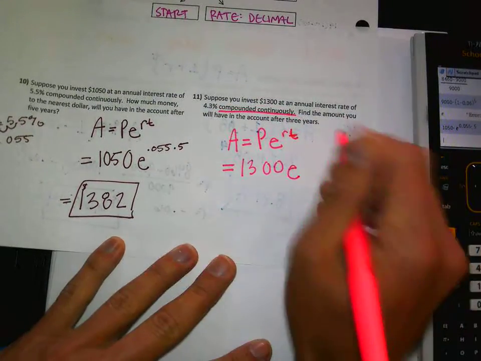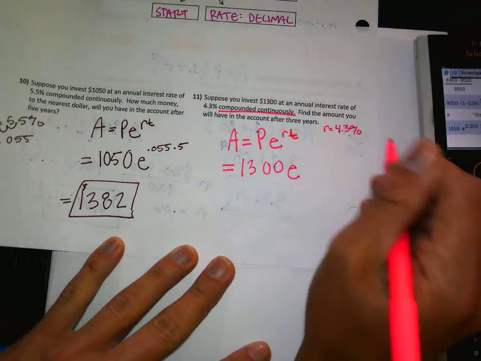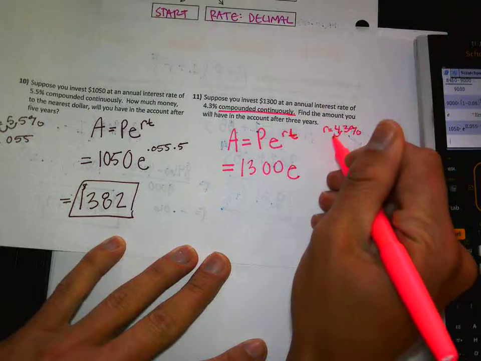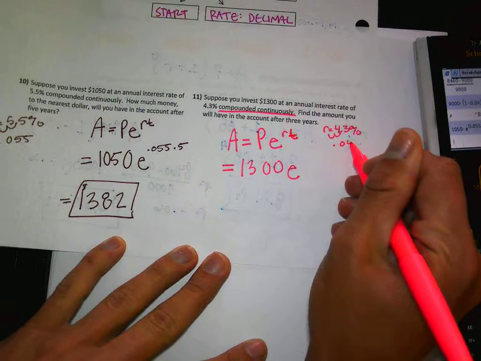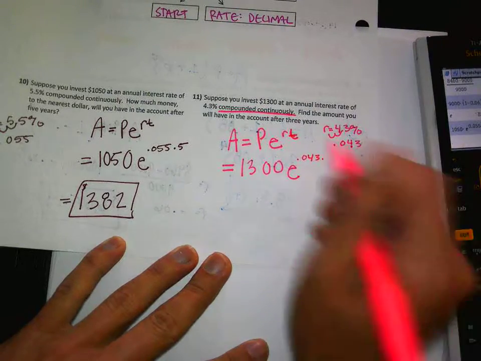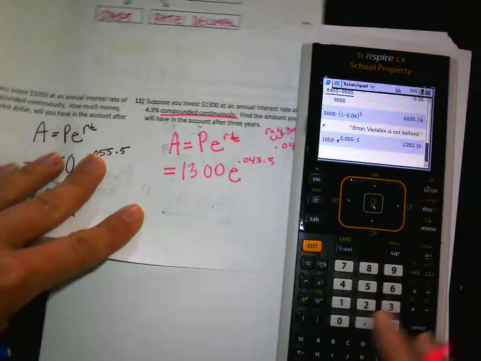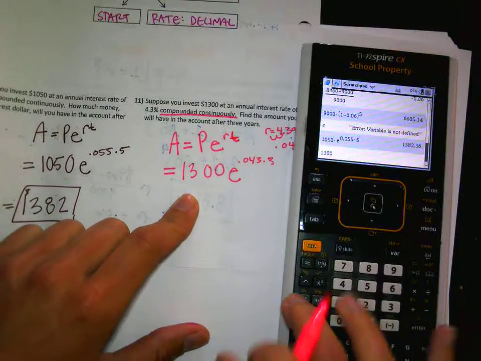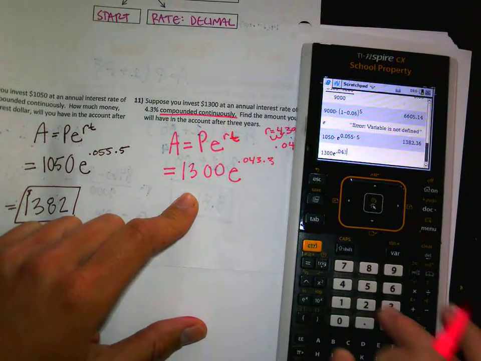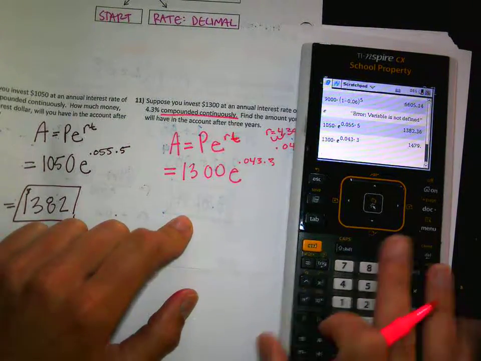E, and then the rate is 4.3%, right? So the number I'm plugging in is 0.043. And then the time is 3 years. So in the calculator, 1,300 E 0.043 times 3. And I get 1479.